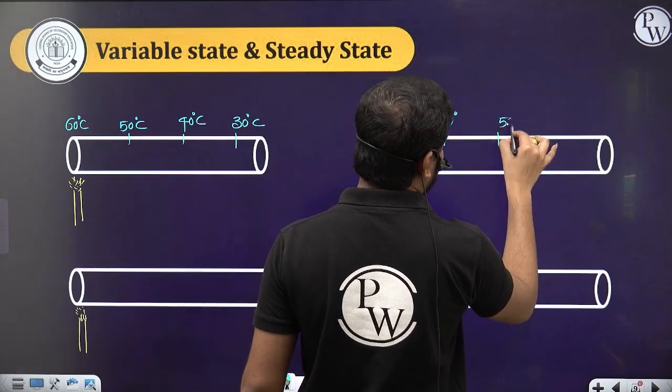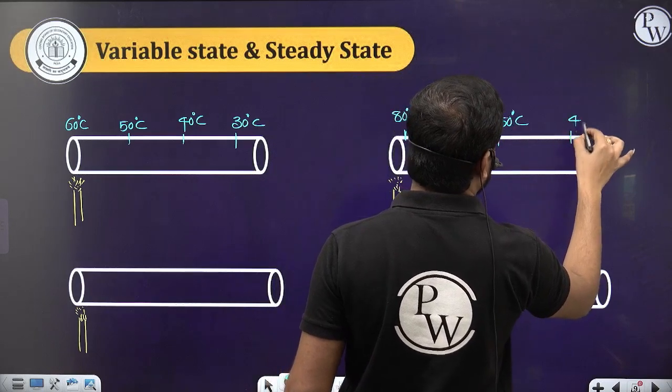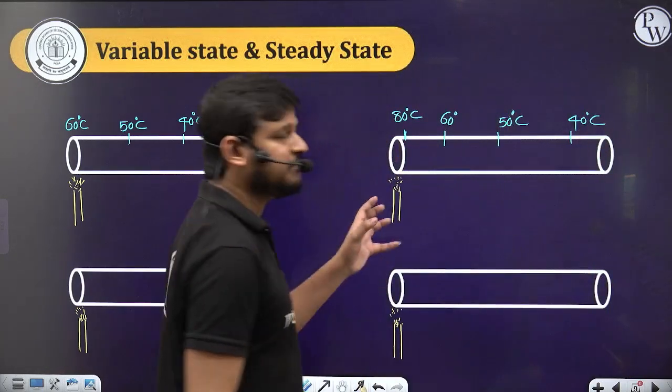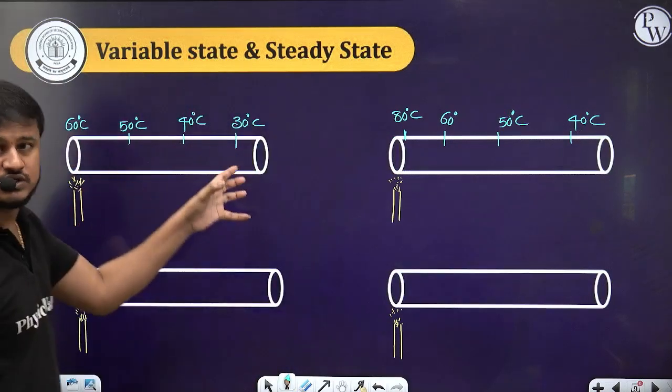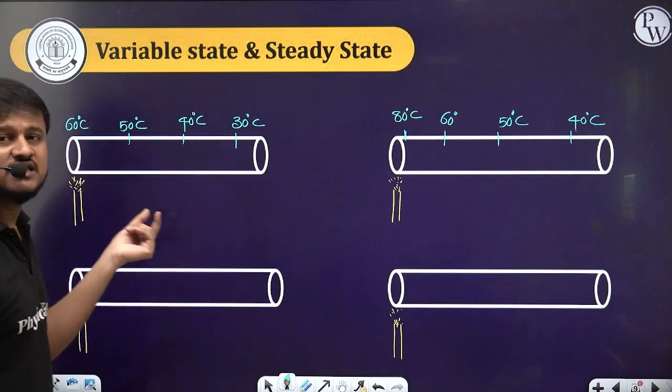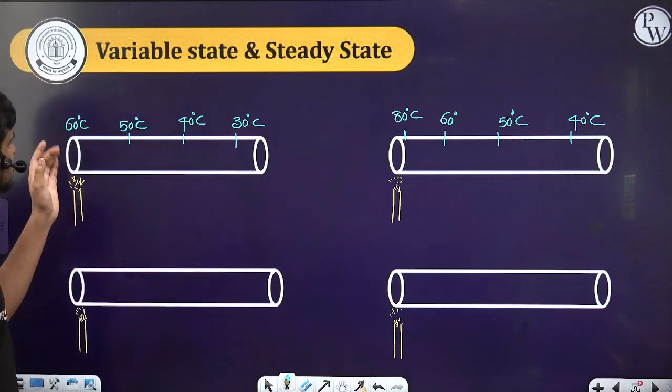So this point 50 degrees centigrade. So this point some 40 degrees centigrade. So the temperature of each cross section increased. So I am considering 4 different cross sections. So we are supplying heat at the one cross section here. So the heat transfer takes place.